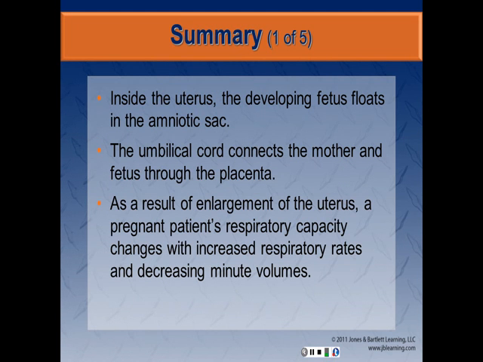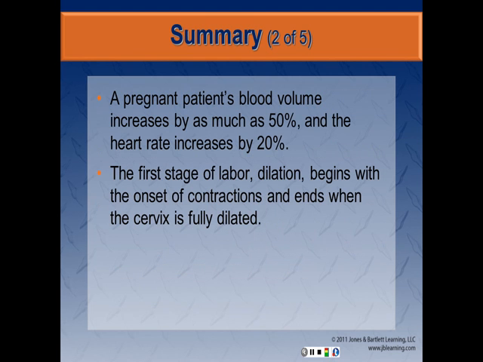As a result of enlargement of the uterus, a pregnant patient's respiratory capacity changes with increased respiratory rates and decreasing minute volumes. A pregnant patient's blood volume increases by as much as 50%, and the heart rate increases by 20%. Increasing hormone levels affect the musculoskeletal system by making the joints more loose or less stable.